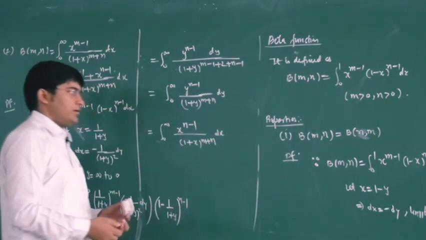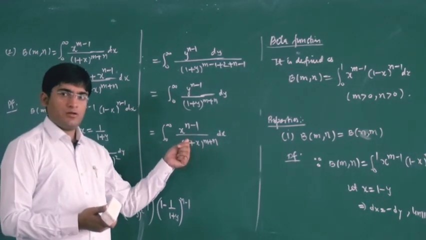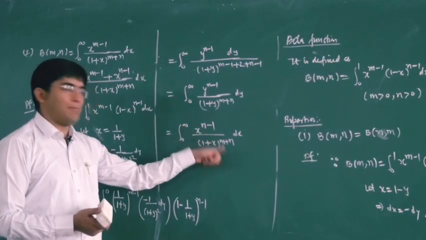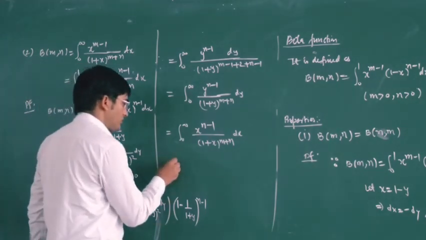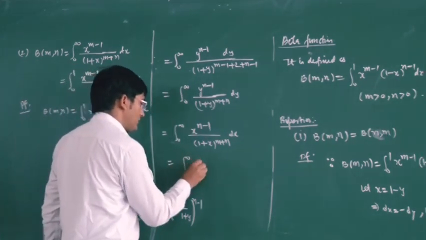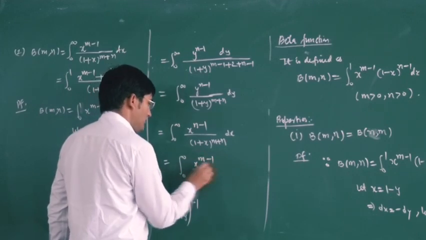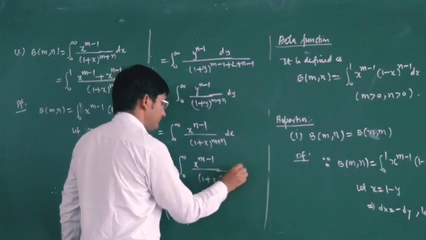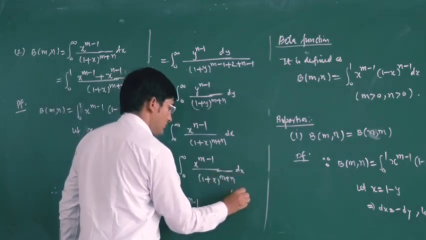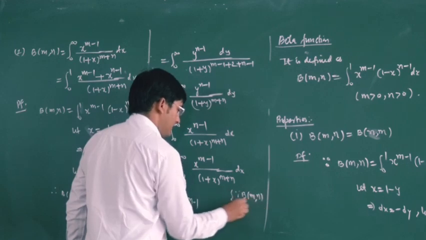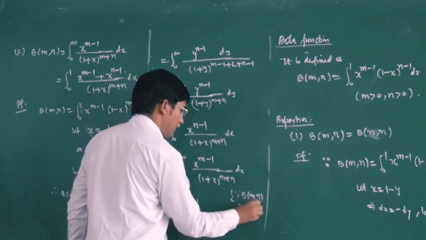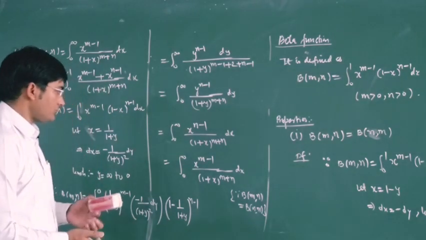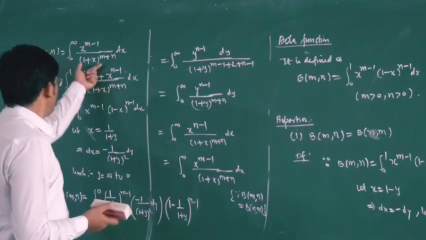Now, using the first property, which is beta mn is the same as beta nm, that means we can interchange our m and n. So if we can interchange m and n, then this will be equal to integral of x power m minus 1 upon (1 plus x) power m plus n dx, because beta m comma n is the same as beta n comma m. That means we can interchange the values of m and n. Okay. Now this is the proof of the first part.